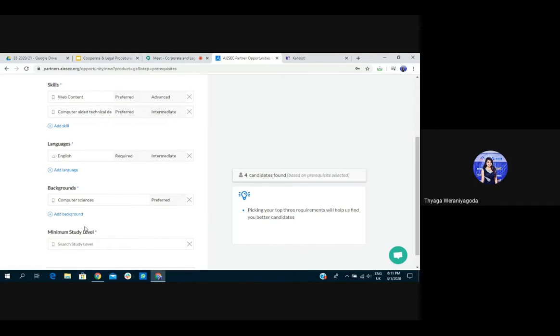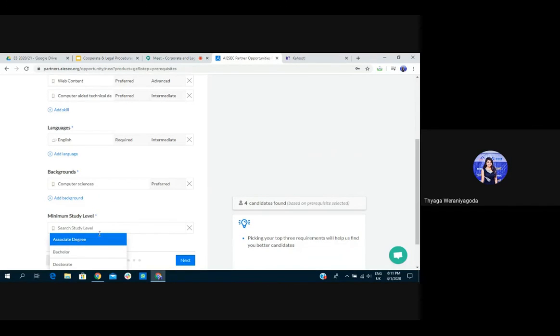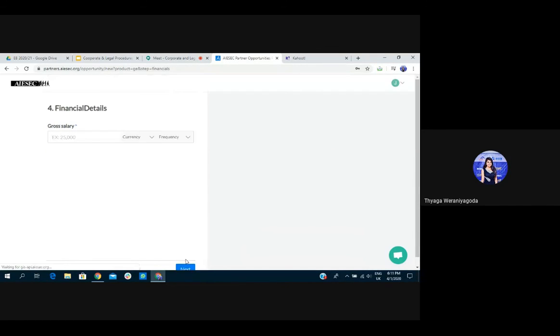Here it's computer sciences. It can be anything. And the minimum study level, normally we put bachelor's, right? So bachelor's is required. Keep that in mind. Next. Here, this is the most important part.